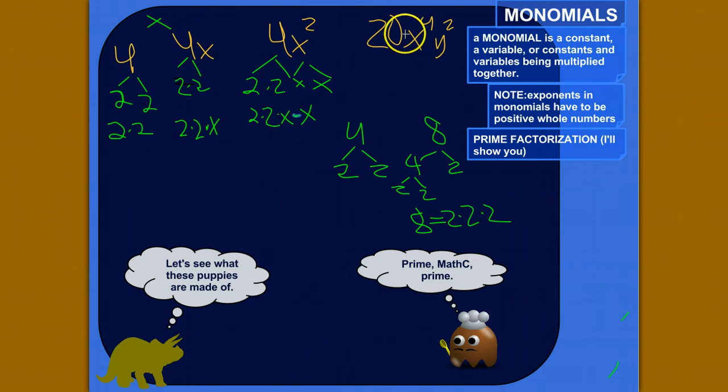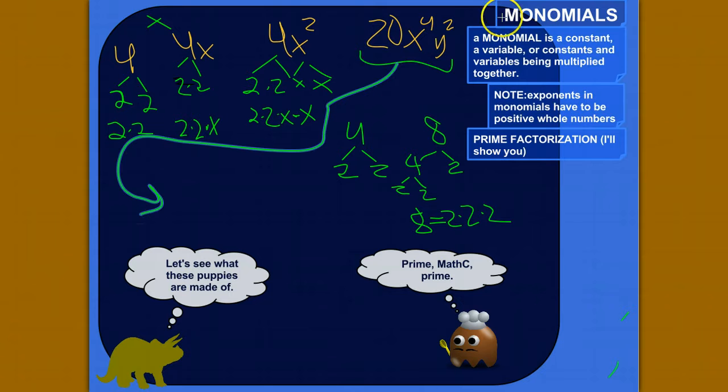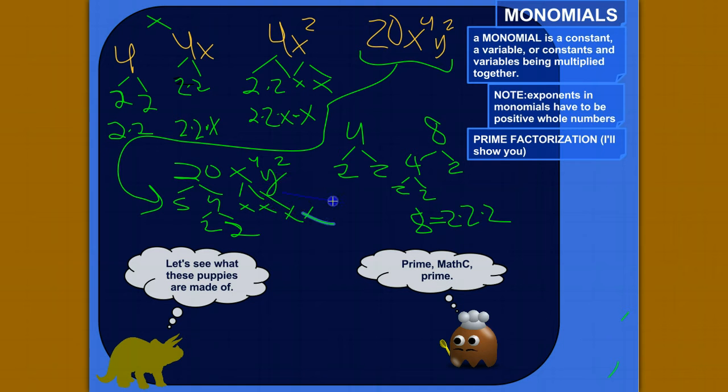Okay, that's multiplying. This one's getting kind of fancy. I threw that in there just to challenge you a little bit. So 20, let me just rewrite this whole thing over here. We're going to factor this all the way down so we have prime numbers or variables with an exponent of 1. So 20 we could write as 4 times 5. 5 is a prime number, can't be divided any further, and 4 would be 2 times 2. And then x to the 4th is the same thing as x times x times x times x, and y squared is y times y.